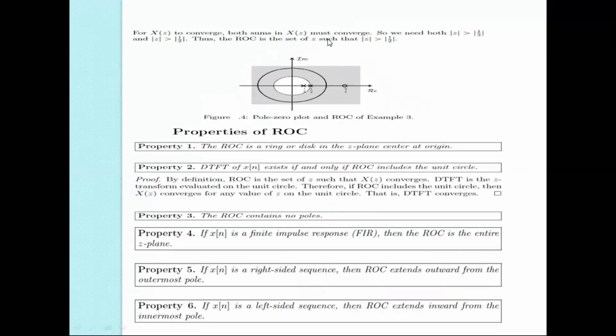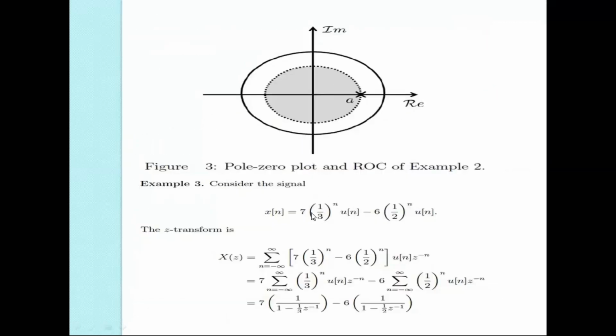So now the ROC. What is the ROC here? Previously, see, the given functions are both of the form a power n u of n. For this function, z is greater than 1 by 3. And for this function, z is greater than 1 by 2. Here the minus is there.